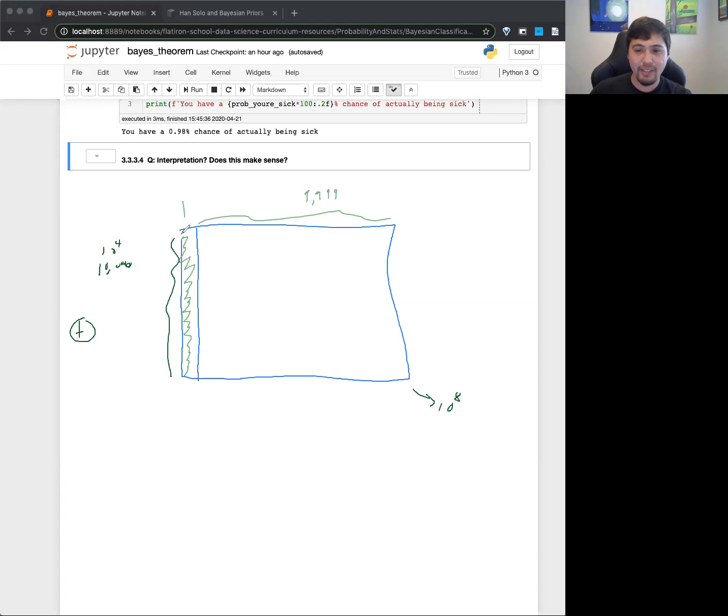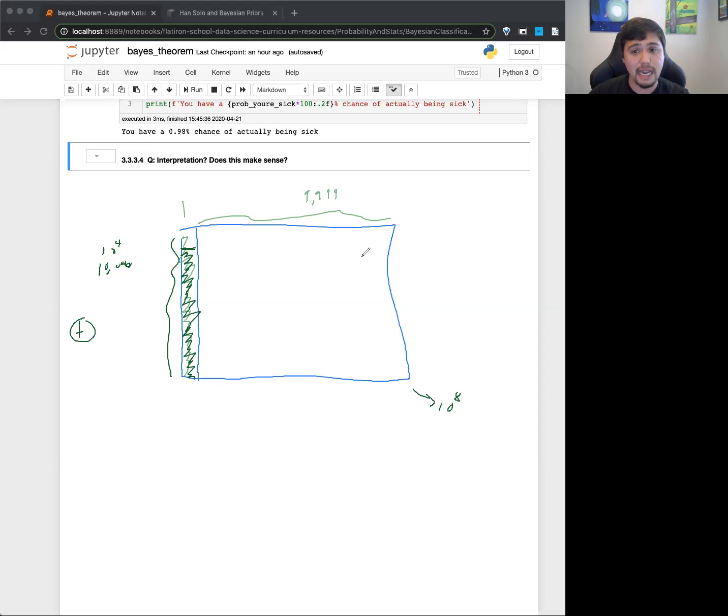So we have all of these people, and they are sick, right? Say this is all these people. If they are sick and they take this test, 99% of them, we'll make a graphical part, 99% of them are going to test positive. Does that make sense? Right, because the test is 99% accurate.